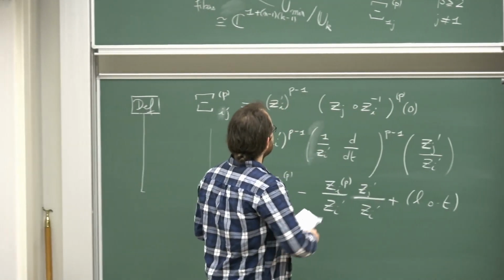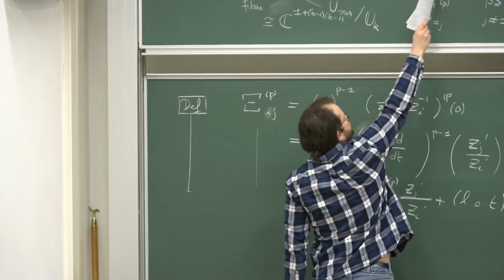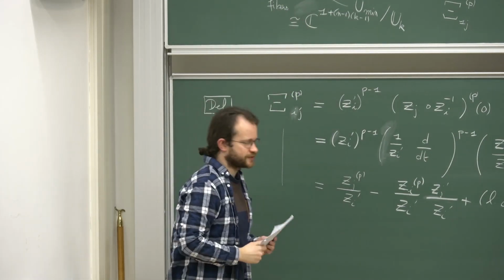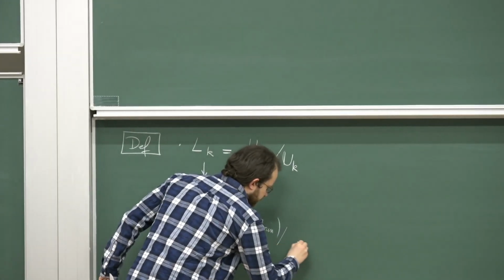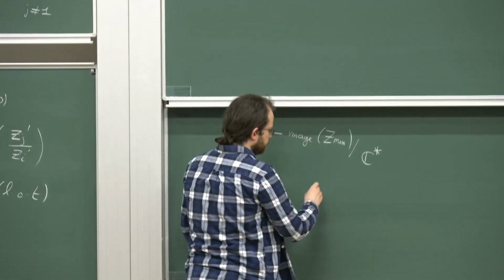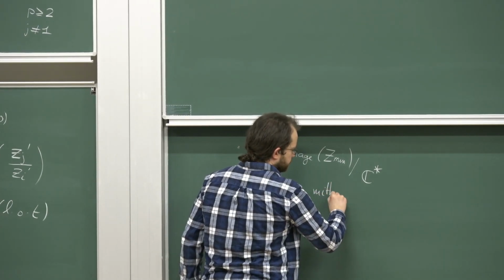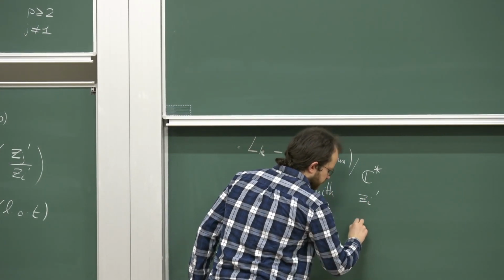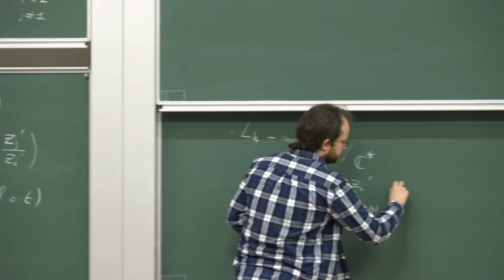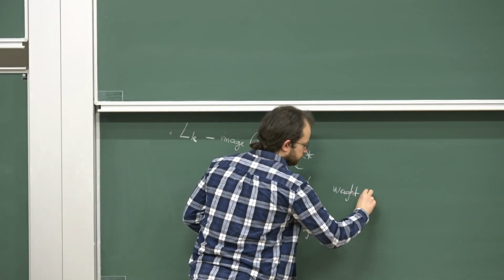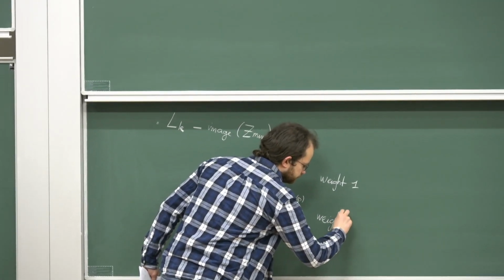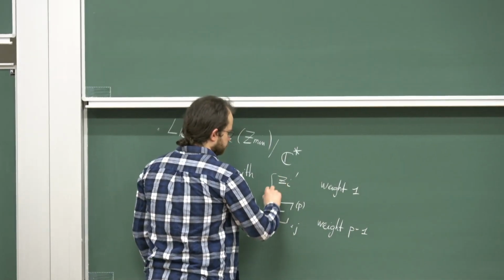Okay, so what this image actually is given by the vanishing of these coordinates if you look at them inside the fibers of this projection. So what does that mean? And this you can quotient by C star with the following weights for the vertical coordinates. So to zi prime you give weight 1, and to this psi p ij you give weight p minus 1.